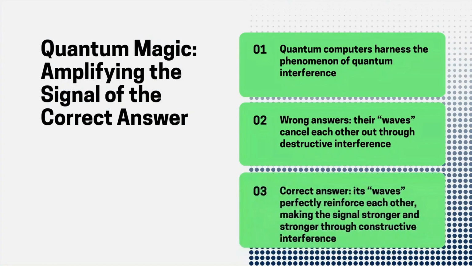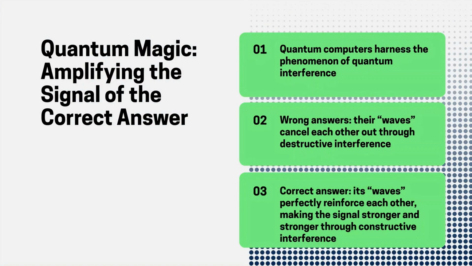For the one correct key, the algorithm makes sure its wave crests and crests perfectly overlap, making its wave grow taller and taller, and its signal stronger and stronger. This is called constructive interference. Through all this work, the correct answer's signal gets infinitely amplified, while the signals of the wrong answers are almost completely erased. In the end, only the right key remains.